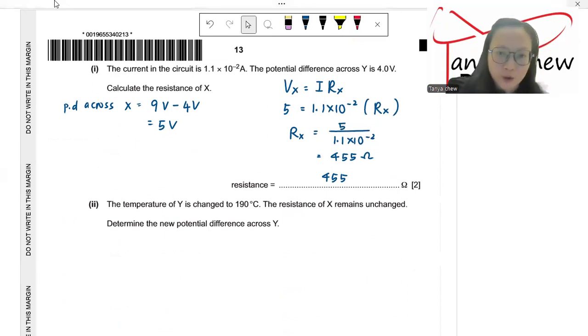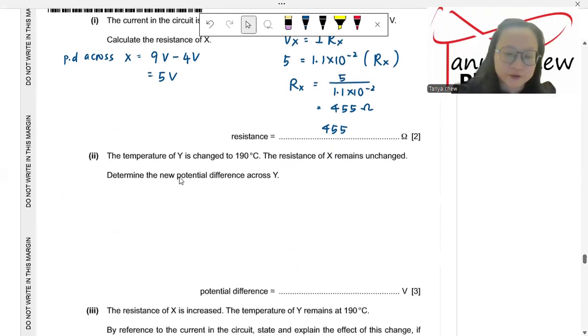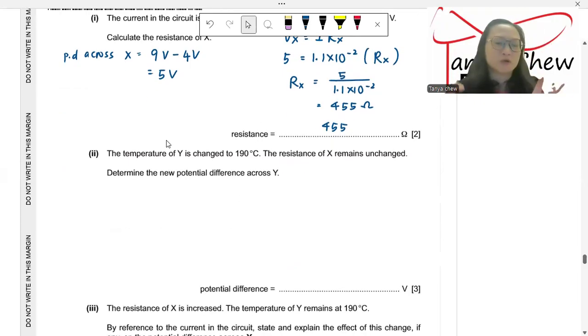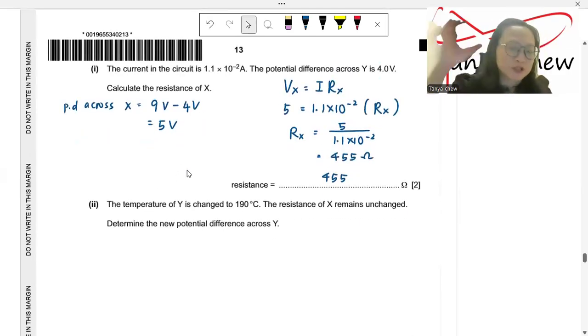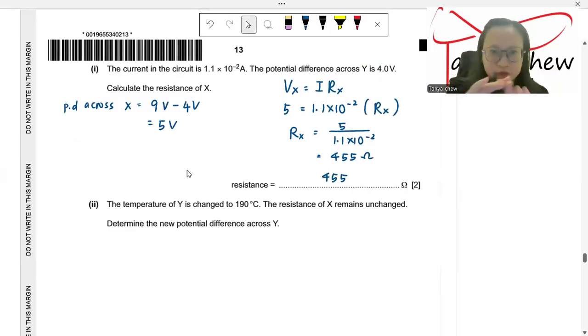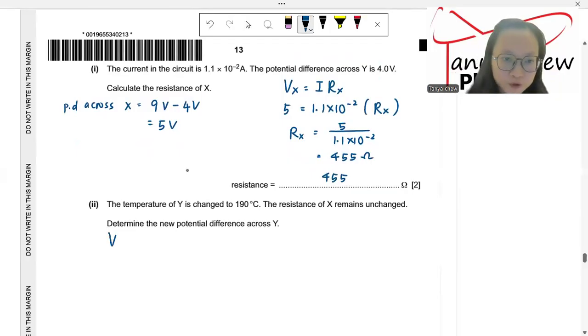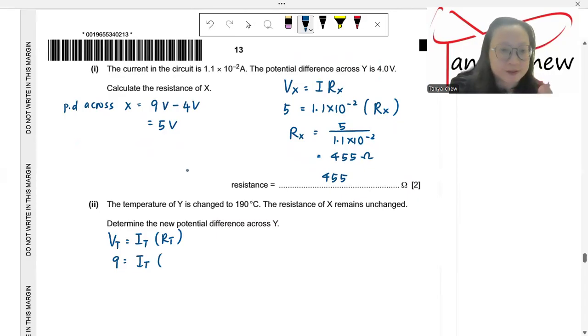Now, okay, how do I do this? I need to find the new potential difference across Y, but I also need to find the new current, because due to the resistance of Y changing, the current will have to change. The total resistance is changing, but the total EMF is not changing, right? So from Ohm's law, V total is equal to I total times R total. V total is equal to 9 volt because they didn't mention that they changed the battery. I total is the one that I have to find, because the total resistance value has been changed.